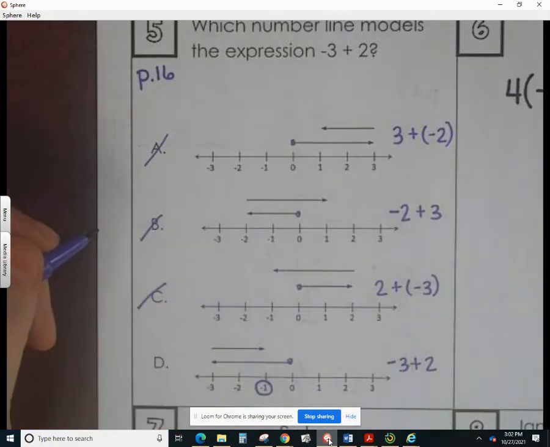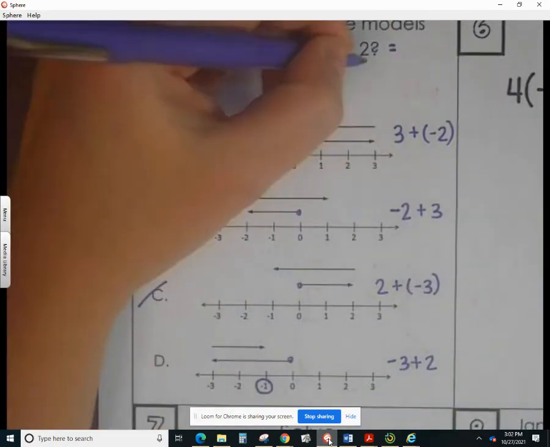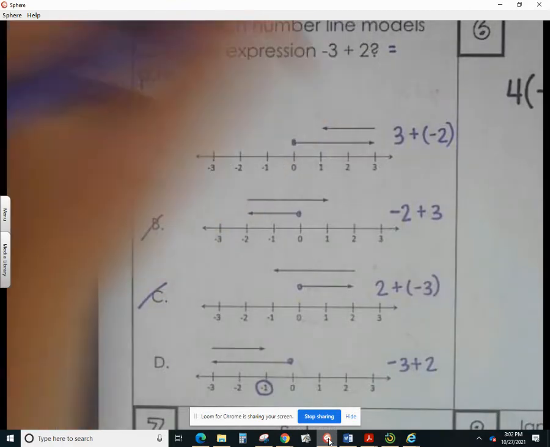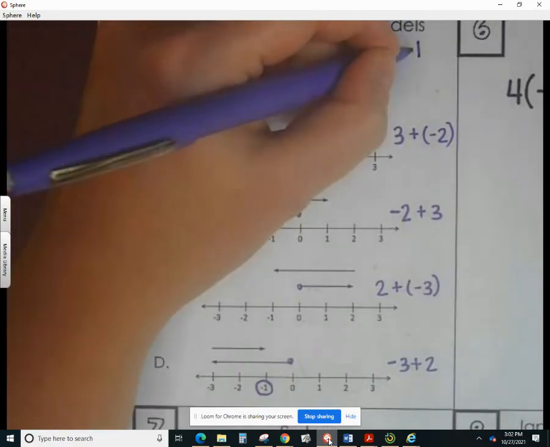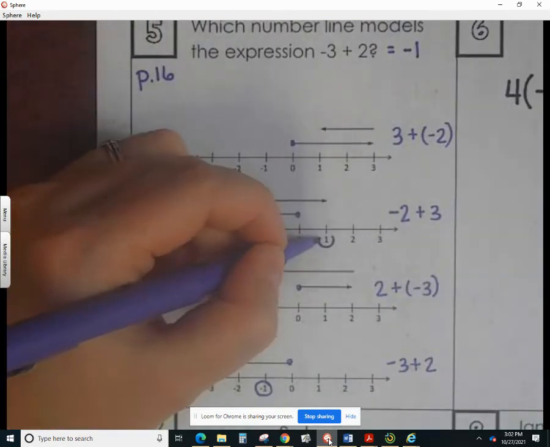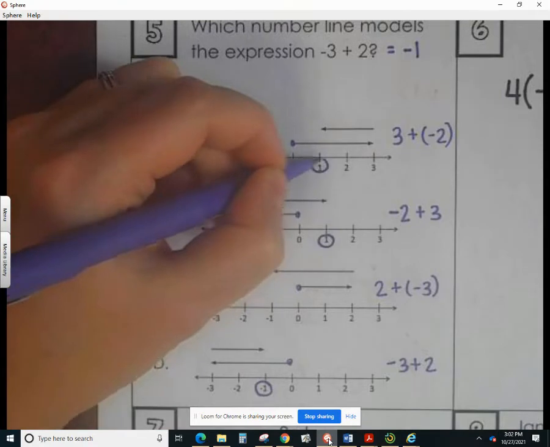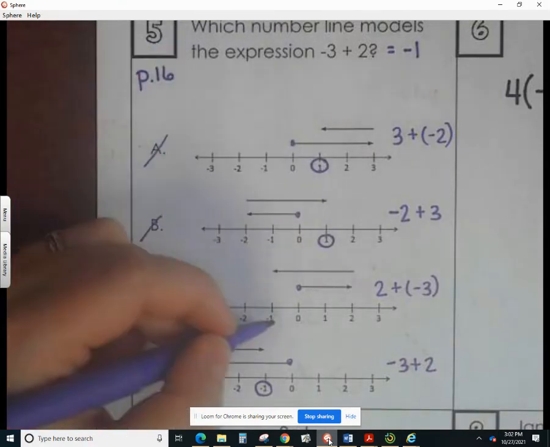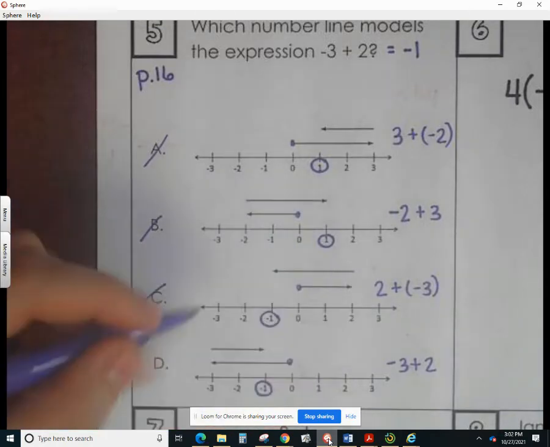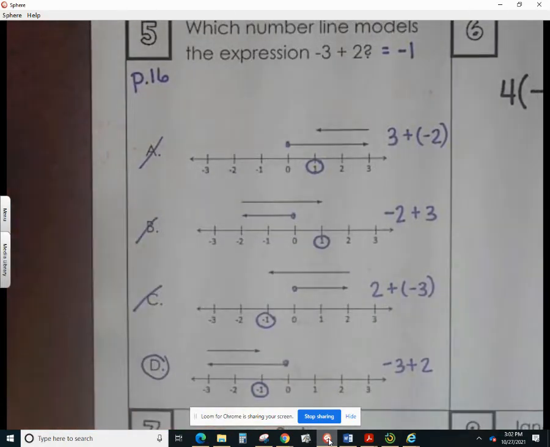Remember that negative 1 should be our answer, and if we just double check up here, these are different signs. Different signs, we find the difference, which is 1. We have more negatives, so our answer should be negative 1. And so another way I can know that this one and this one are not my answers, they both end at positive 1. C does end at negative 1, but it's just not the right problem that's being modeled. So D is the answer, has the correct problem and solution.